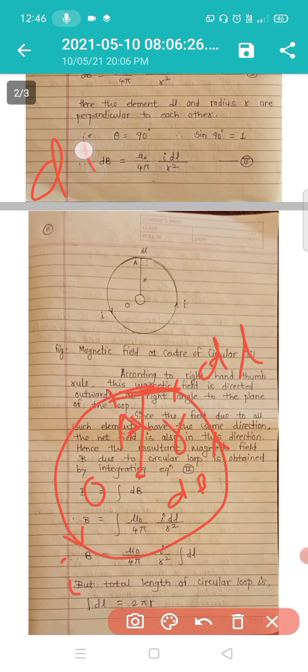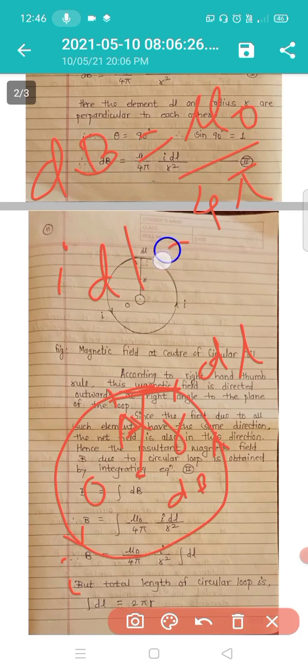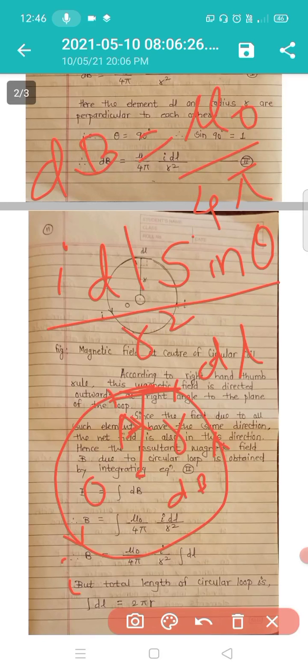dB is equal to mu naught upon 4 pi, I dl sin theta upon r square. Here I is the current flowing through the circular coil, dl is the current carrying element, theta is the angle between r and dl, and r is the distance of dl from the center of the loop. This is Biot-Savart's law. Understood?